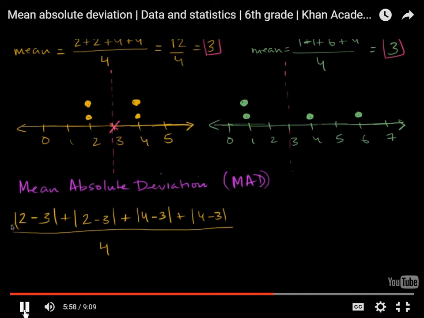2 minus 3 is negative 1, but we take the absolute value, so it's just going to be 1. And you see that here visually, this point is just 1 away from 3. This point is just 1 away from 3. 4 minus 3 is 1, absolute value of that is 1. This point is just 1 away from 3. 4 minus 3, absolute value, that's another 1. So you see in this case, every data point was exactly 1 away from the mean. And we took the absolute value so that we don't have negative ones here. We just care how far it is in absolute terms.